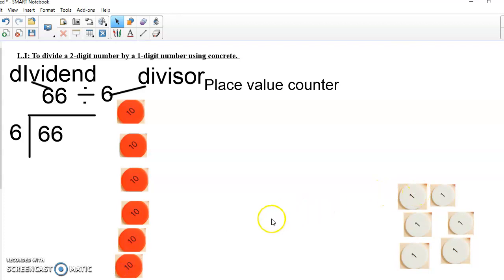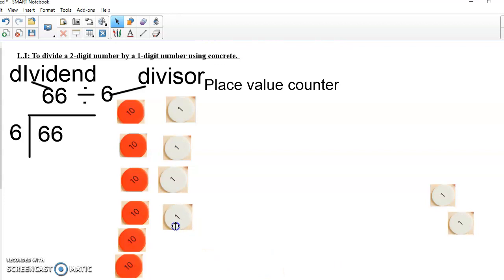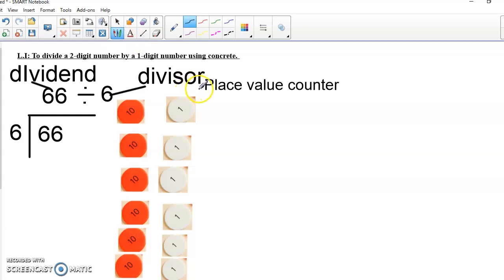Now I am going to be dividing my 6 ones, and that is going to be into how many? 6. So it's going to be 1, 2, 3, 4, 5, and 6. So remember that when you divide a number, you are only taking one lot, just one group. So I'm just going to circle one group, and that will be my answer.